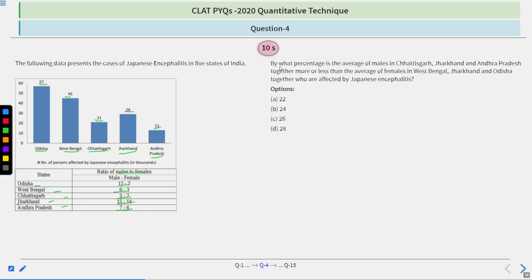Now the main question says, by what percentage is the average of males in Chhattisgarh, Jharkhand, and Andhra Pradesh together more or less than the average of females in West Bengal, Jharkhand, Odisha together, who are affected by Japanese encephalitis? Options: 22, 24, 26, or 28. You will have 10 seconds to try this question. After 10 seconds, we'll move towards the correct option and explanation. So your time starts now.